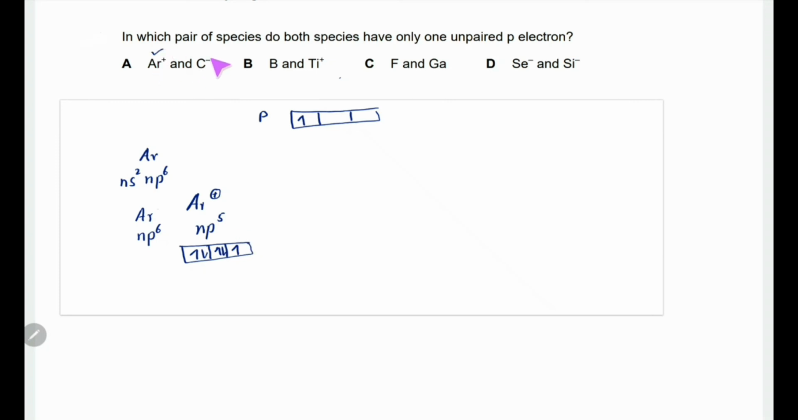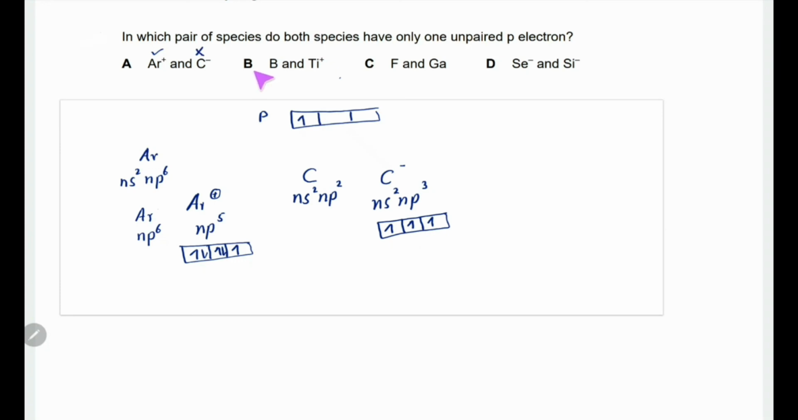But now looking at C-, carbon belongs to the p block and the fourth group of the periodic table. It has ns2 np2 configuration. For C-, it has gained one electron, so we get ns2 np3 configuration. Now for the p orbitals, each orbital has one electron according to Hund's rule. So there are 3 unpaired electrons in the p subshell, so this does not match the question.